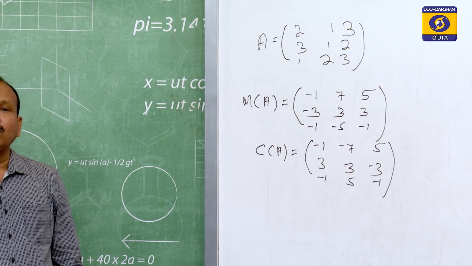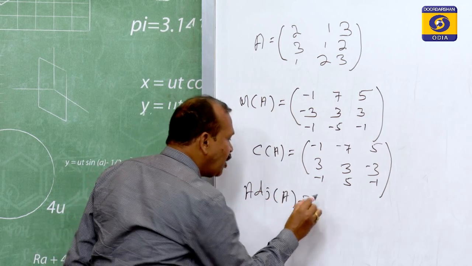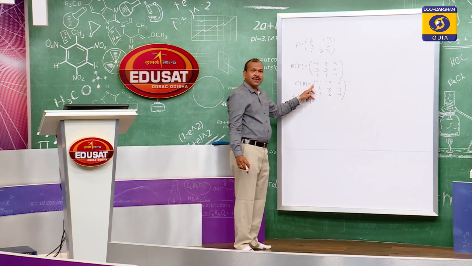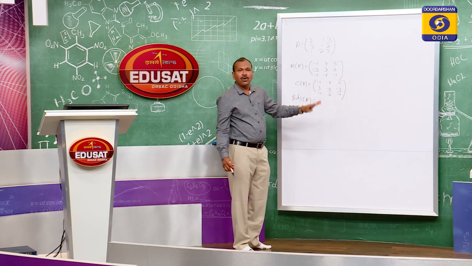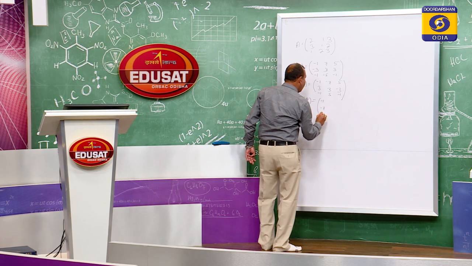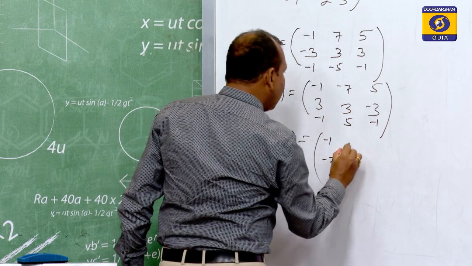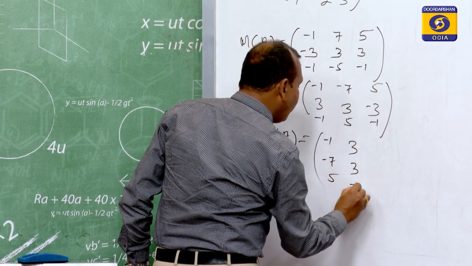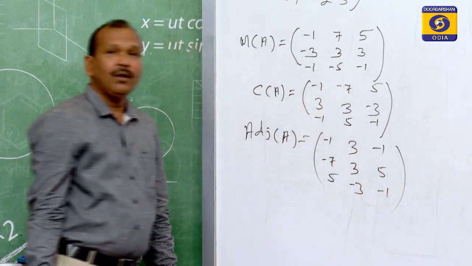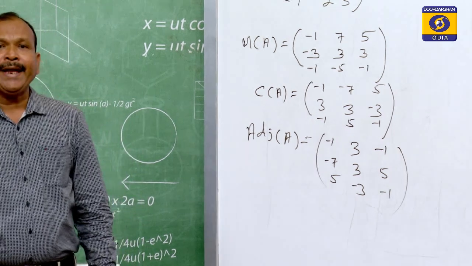Next, we have to find the adjoint matrix, adjoint of A. The adjoint matrix is nothing but the transpose of the cofactor matrix. Transpose of the cofactor matrix means we interchange rows to columns and columns to rows. So, we have minus 1, minus 7, 5. The first row becomes the first column. Then 3, 3, minus 3, minus 1, 5, minus 1. Now, we have to verify A into adjoint of A is equal to det A into the identity matrix.